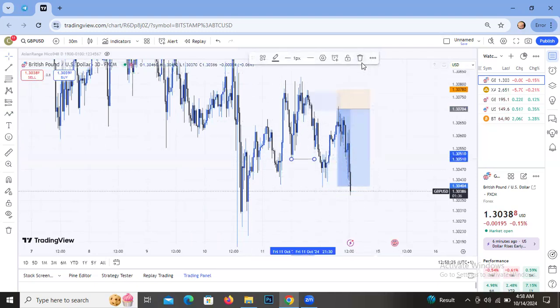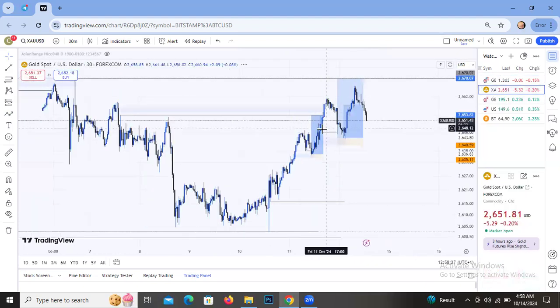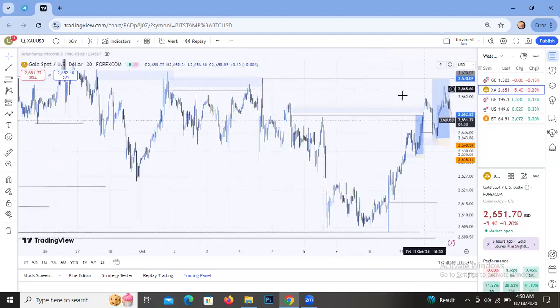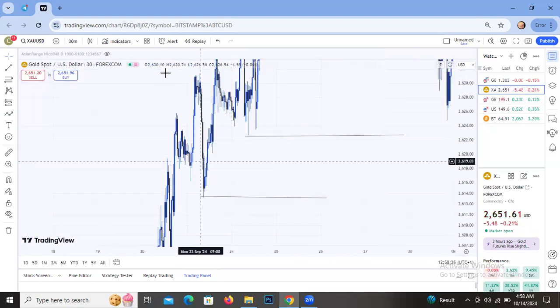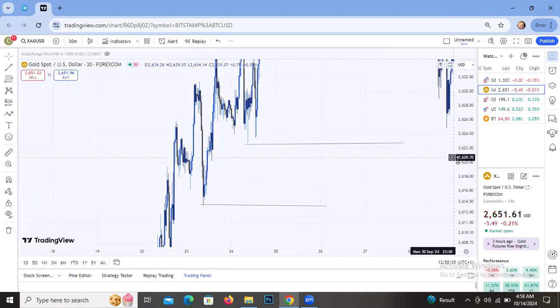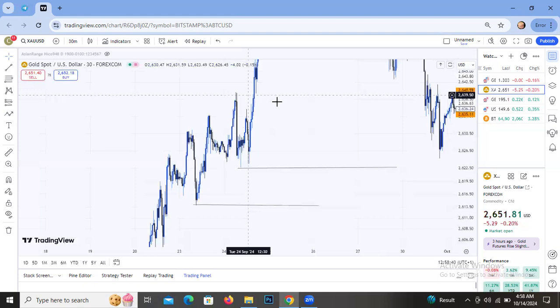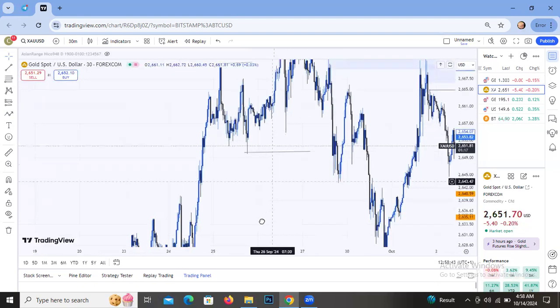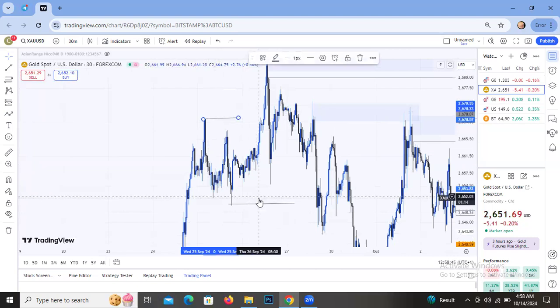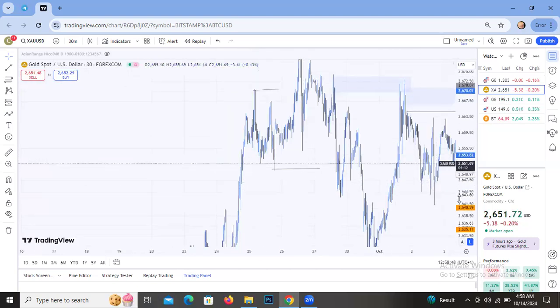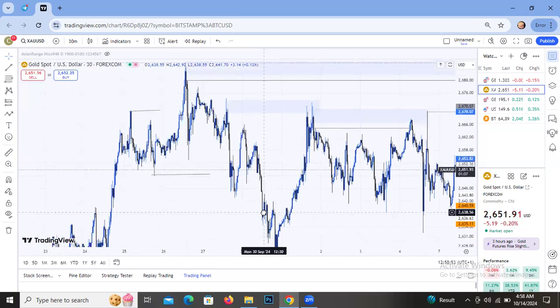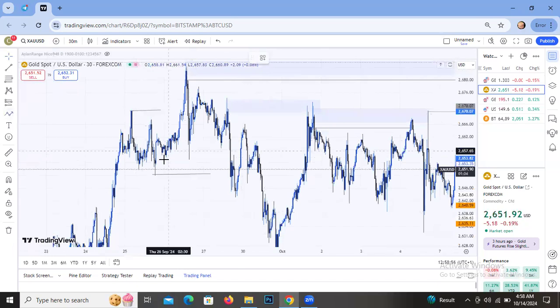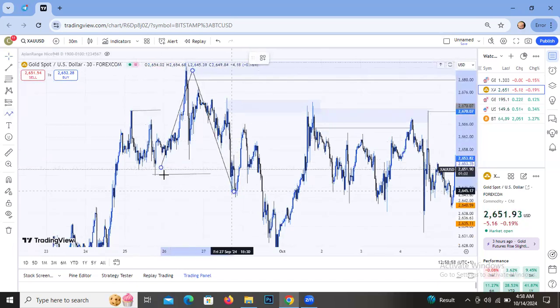Okay. So the change of character is just simple to understand. This is a high high being taken out and the high low being protected, and the high high broken out, we have another high high here, and we have this high low. So the high low gets broken, showing the market shifted. This is the change of character. Market changed structure. Market was going up, the market changed character.